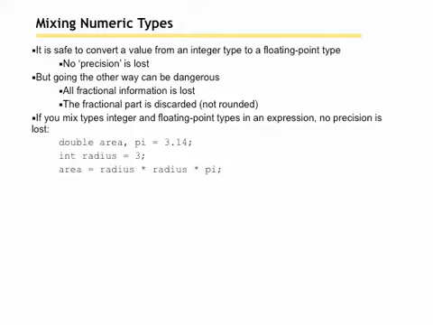So if we look at this example, double area, comma, pi equals 3.14, int radius equals 3, area equals radius times radius times pi. What happens is we say radius times radius, 3 times 3 is 9, that's still an int, times 3.14. 3.14 is a double, 9 is an int. Java is going to promote that int to a double, so it's going to be 9.0, multiply it by the 3.14. I don't know what it comes up with, 27 point something or other, and that result will be stored in area. So we can automatically promote an int to a double, but we can't take a double and make it into an int.